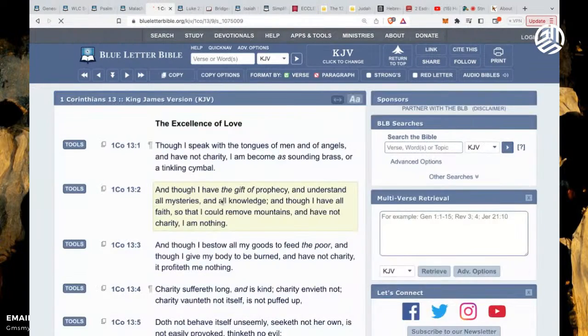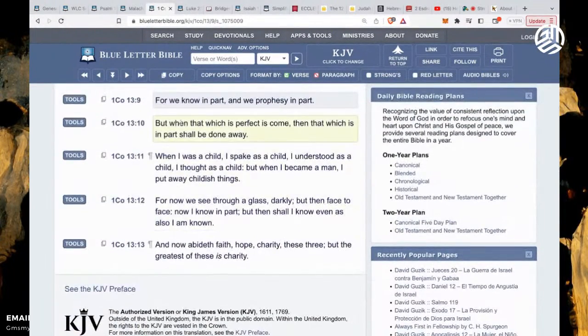Let's go ahead and get this here. 1 Corinthians 13:9. For we know in part and we prophesy in part, but when that which is perfect is come, then that which is in part shall be done away. And so we know that we have the truth, we have the sufficient amount of information, the full understanding of prophecies, sufficient enough for us to be able to enter into the kingdom.